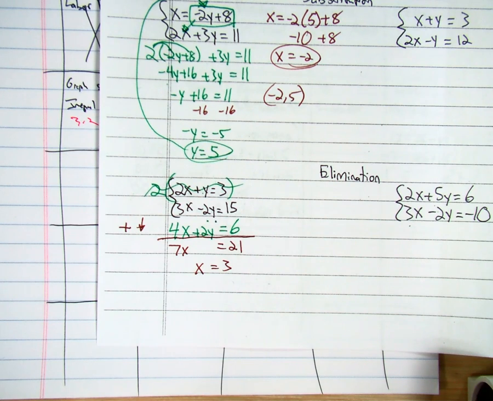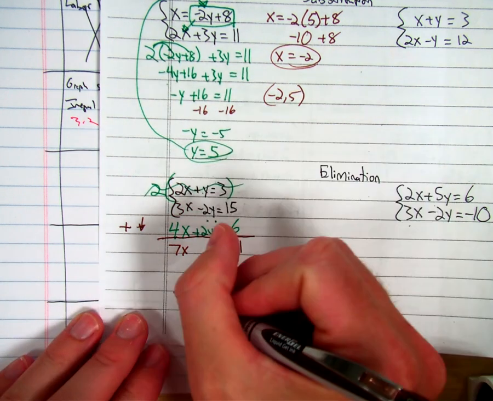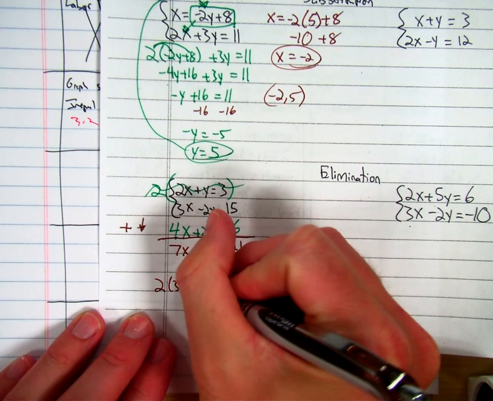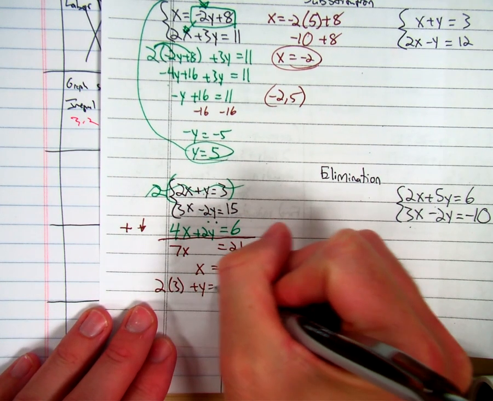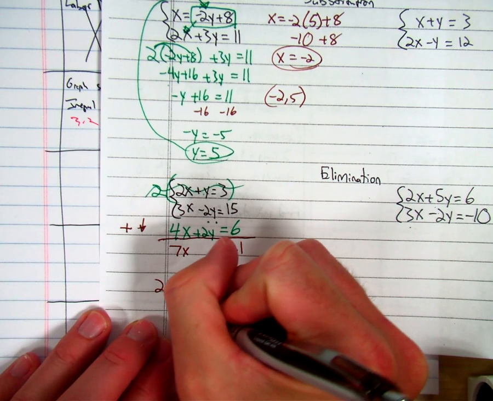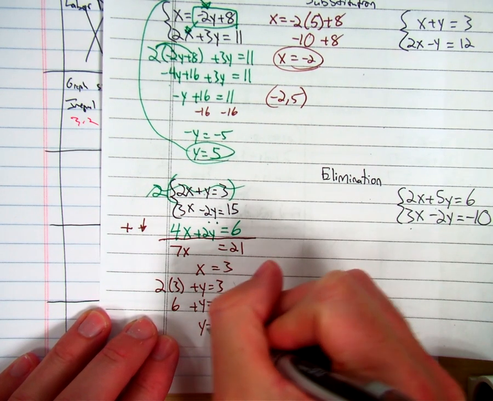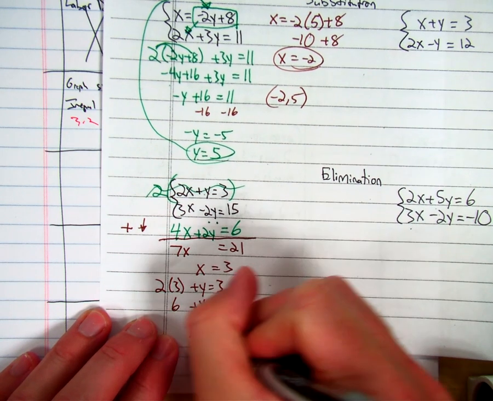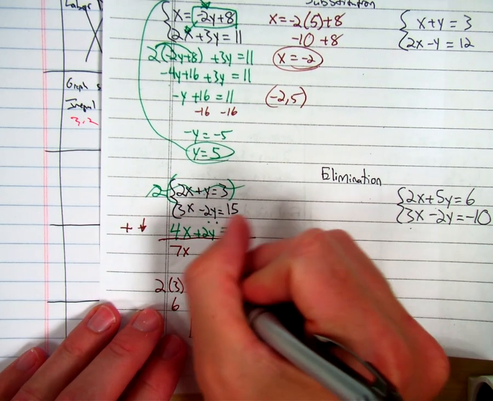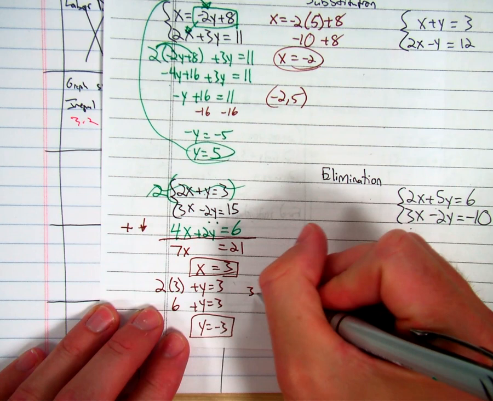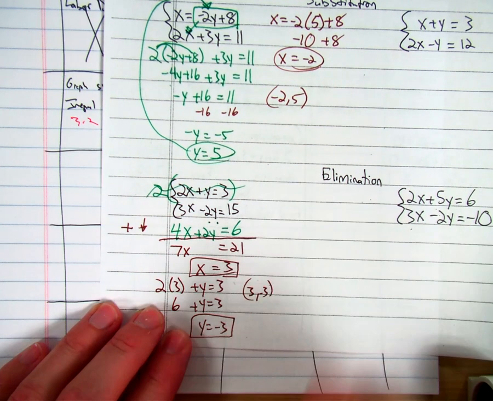Okay, and we can pick any of the equations up top to plug that back into. I'm going to go all the way back up top to the one that we have kind of squiggled out. 2 times 3 plus y equals 3. 6 plus y equals 3. y equals negative 3. So we should have 3 comma negative 3.